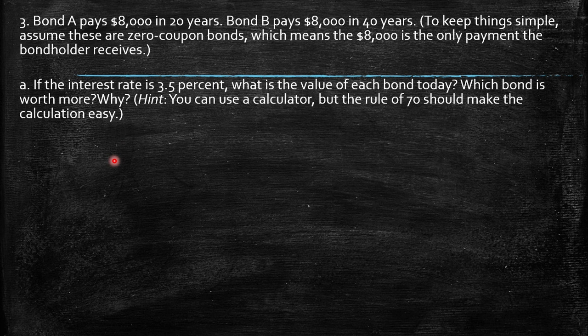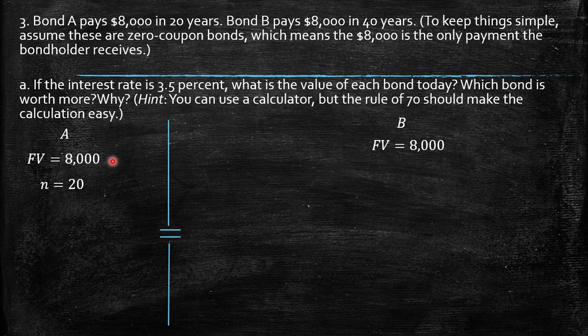Third, bond A pays 8,000 in 20 years. So here we have the final value, 8,000, and the number of periods, 20. And bond B pays 8,000, exactly the same. However, it takes 40 years.